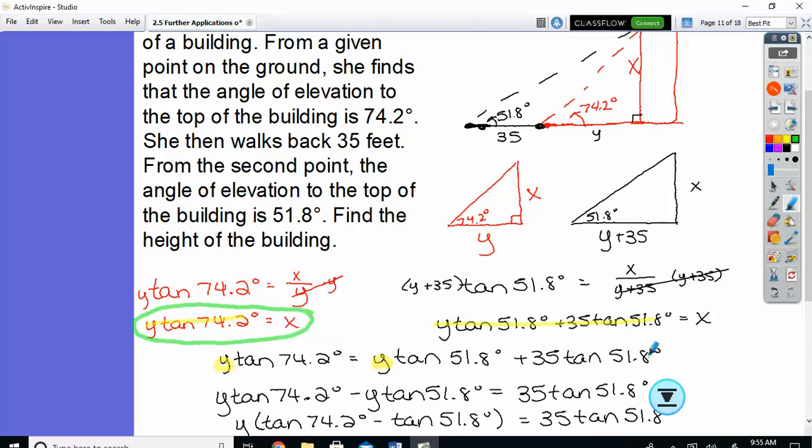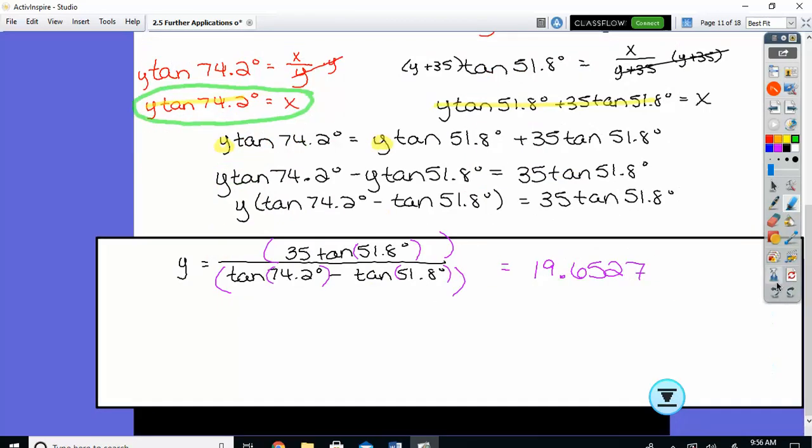So take the y you just got, the 19.6527, times the tangent of 74.2. How many significant digits did I give you in the problem? I gave you 3 on the angles, but the side I really only gave you 2 for the 35. So let's just round this to 2 significant digits. I get my x to be 69.45. So if you round to 2 significant digits, that would be 69.